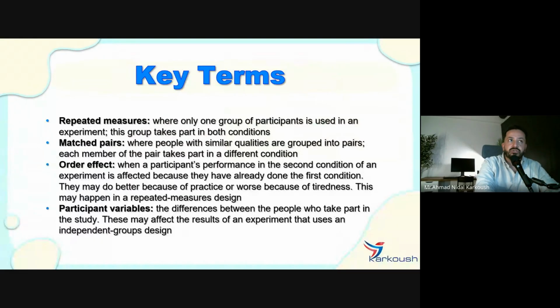We have repeated measures, where only one group of participants is used, but this group goes through both conditions. So instead of having 10 people and dividing them into two groups of 5, where each group goes through the study under different conditions, it's technically one group, and that group goes through both conditions. And this is a problem. Repeated measures is a problem because the order of the conditions may affect the end result.